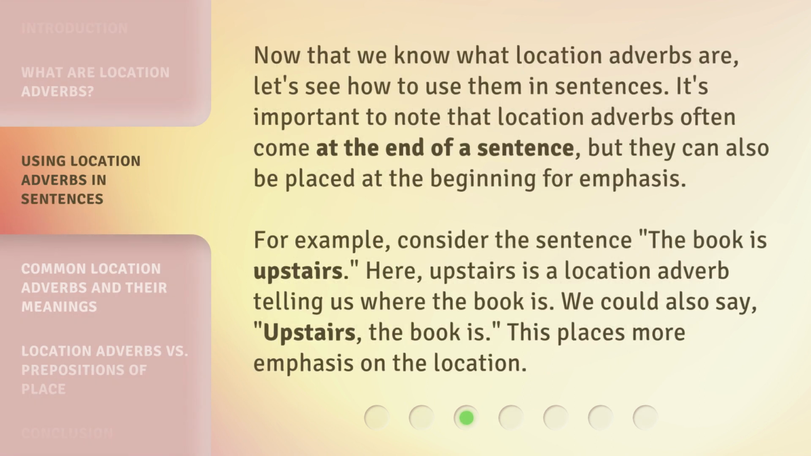Now that we know what location adverbs are, let's see how to use them in sentences. It's important to note that location adverbs often come at the end of a sentence, but they can also be placed at the beginning for emphasis. For example, consider the sentence, "The book is upstairs." Here, upstairs is a location adverb telling us where the book is. We could also say, "Upstairs, the book is." This places more emphasis on the location.